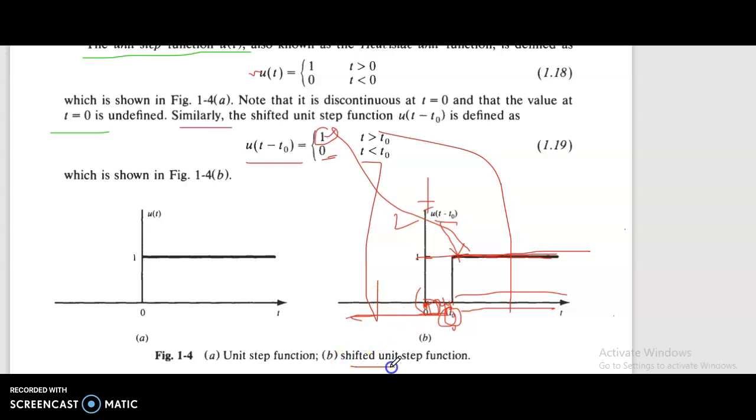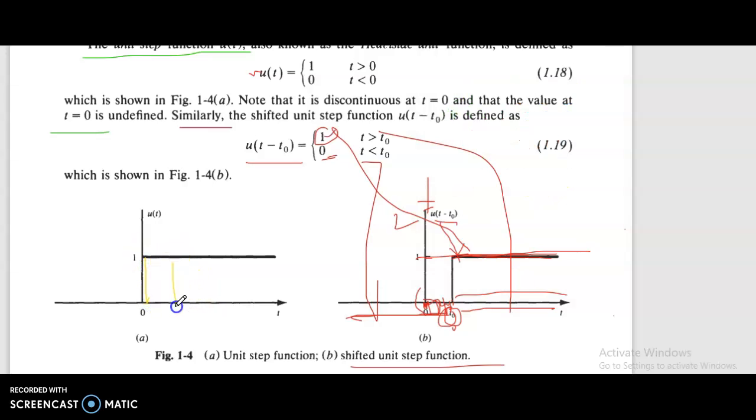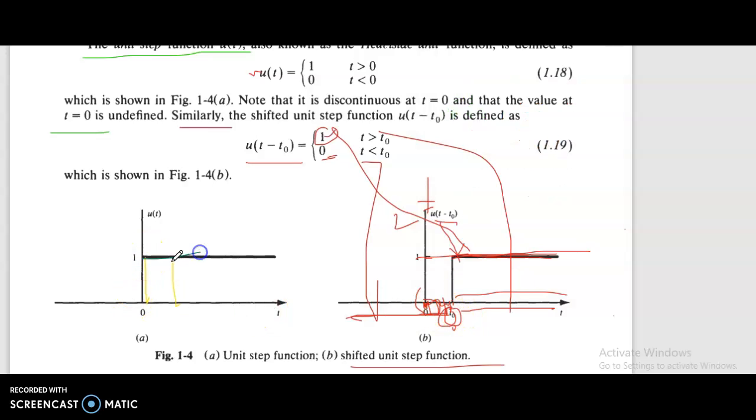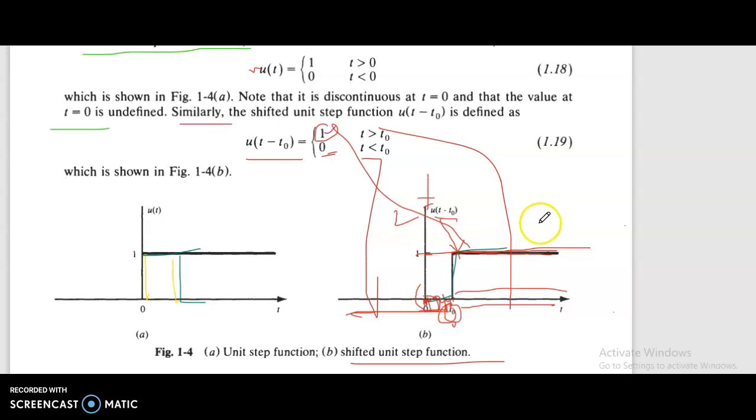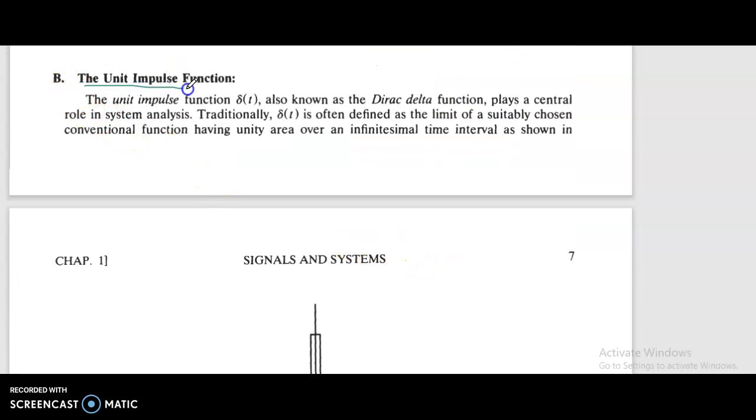That's why it is the shifted unit step function. Shifted unit step function, that is from here to here shifted, shifted by this much distance. Okay, next is the unit step impulse function.